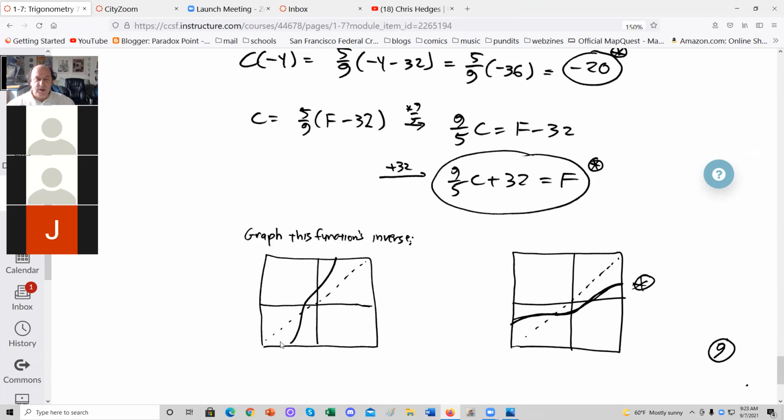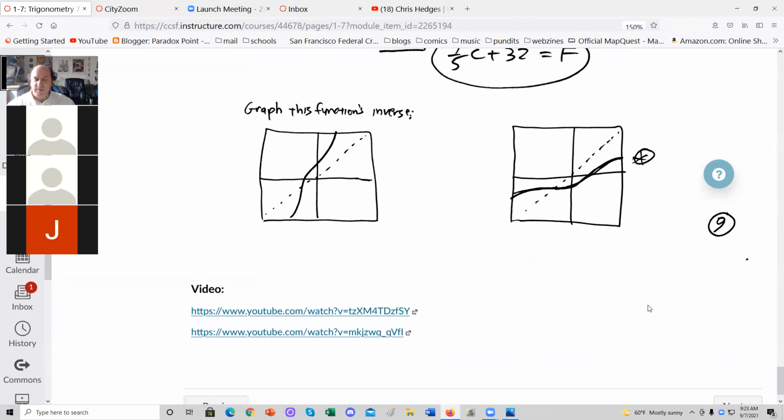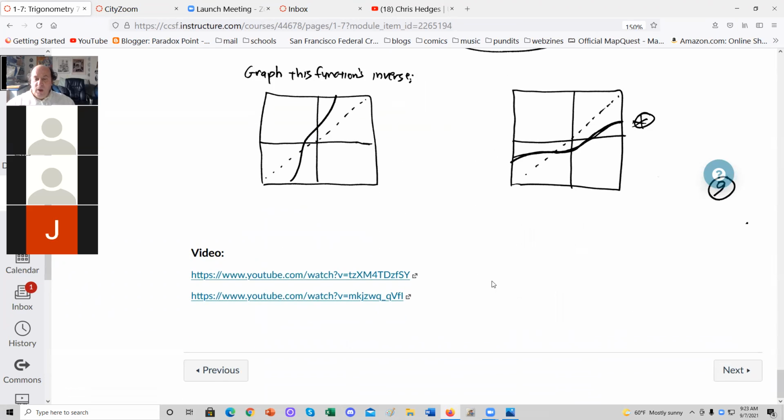Here's a function, a graph of a function. What's the graph of its inverse? Well, we flip through this diagonal and get this graph here, and that's the graph of the inverse. Okay, that's it for this section.